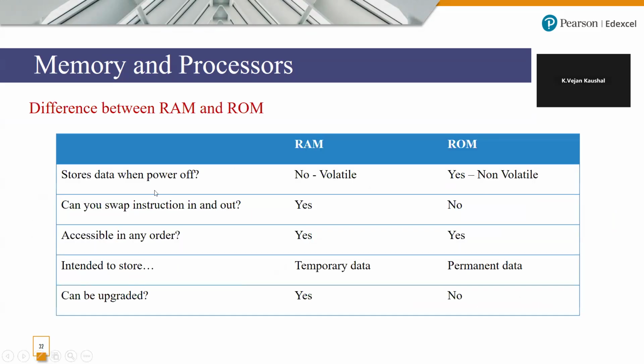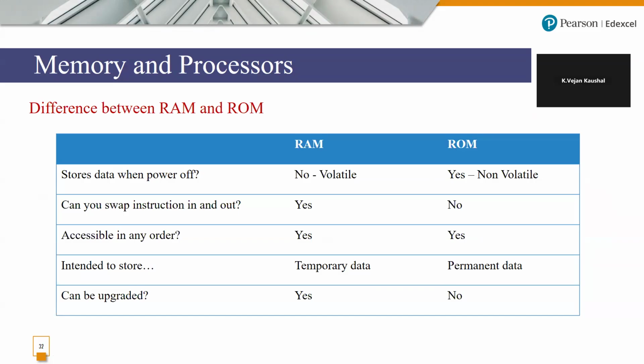Now see here. What are the differences between RAM and ROM? RAM does not store data when the power is off, because it is volatile memory. Turn off your computer, you can't get back those data. But ROM, yes, it's non-volatile. We can swap instructions in RAM, yes, but in ROM, no, because it's written just one time. But RAM is not like that.